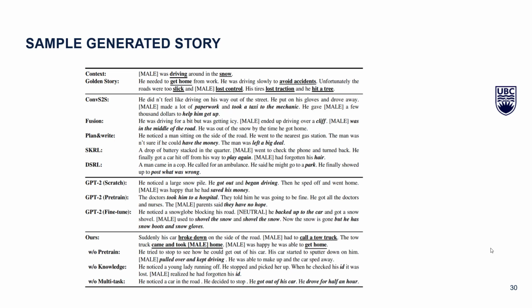Now let's take a look at some results. Here we can see some generated stories from both the baseline models and the author's model. Let's take a look. The context given was Male was driving around in the snow. For the GPT-2 fine-tuned model, the output was he noticed a snow globe blocking his road. Neutral, he backed up the car and got a snow shovel. Male used the snow, shovel the snow and shovel the snow. Now the snow is gone, but he has snow boots and snow gloves. So it doesn't make a whole lot of sense.